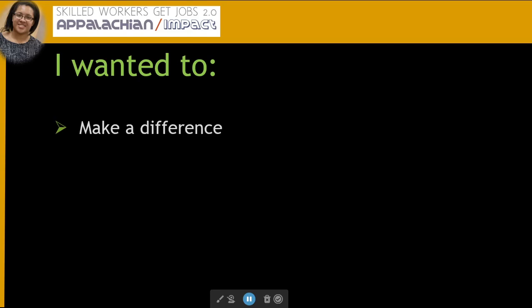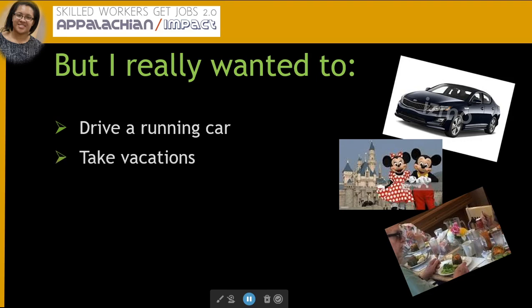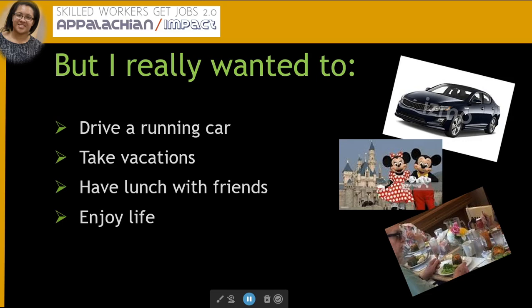I wanted to make a difference. I wanted to help others. I wanted to work with others. But what I really wanted to do is I wanted to drive a running car. I wanted to have a vehicle that I know is going to start each day, that I don't have to worry about having problems. I'd like to take a vacation each year. I wanted to be able to afford vacations. And I wanted to be able to have lunch with friends. If someone said, let's go to lunch, I didn't want to have to worry about, do I have the money to be able to do it? And really be able to enjoy life.